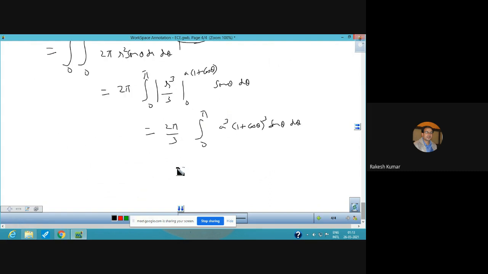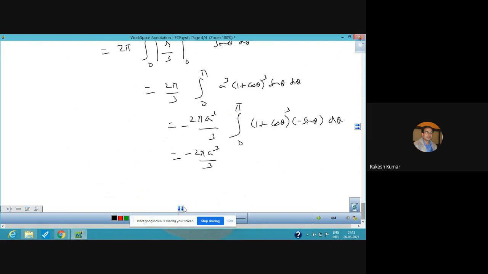So, 2 pi a cube can be taken common. That is 0 to pi. Here we have 1 plus cos theta raised to power 3 and its derivative. The derivative of 1 is 0 and the derivative of cos is a minus sign. So we require a minus sign here, but here is a plus sign. So the minus sign can be adjusted. So minus 2 pi a cube upon 3.